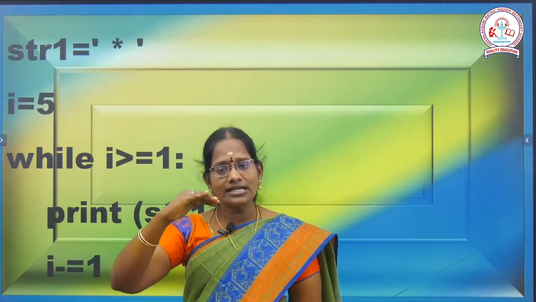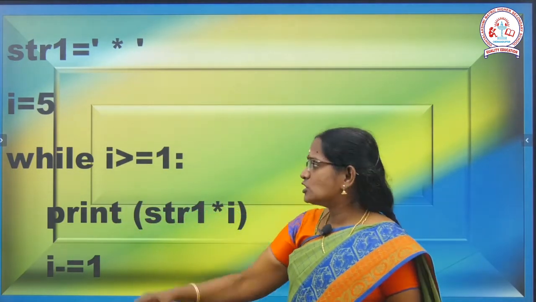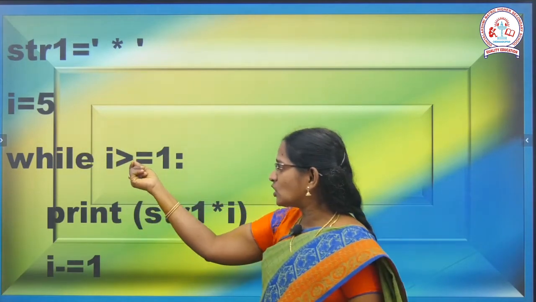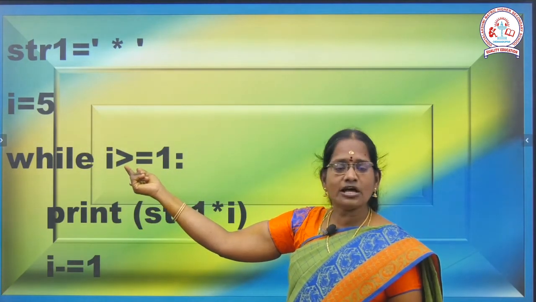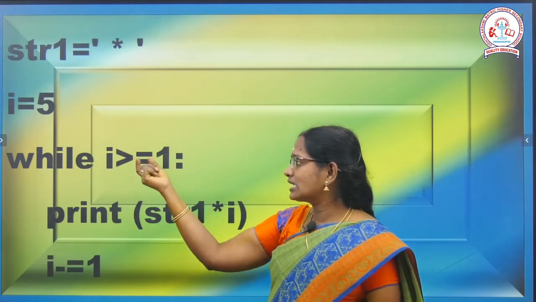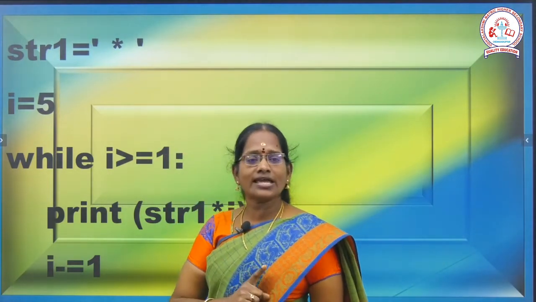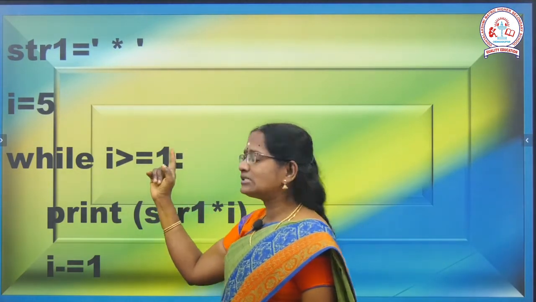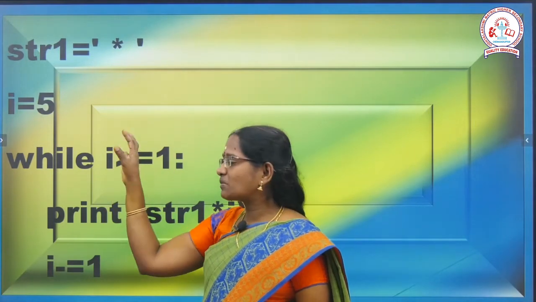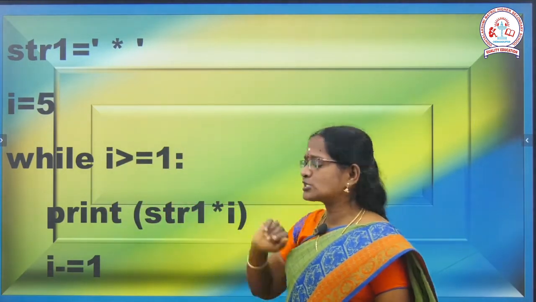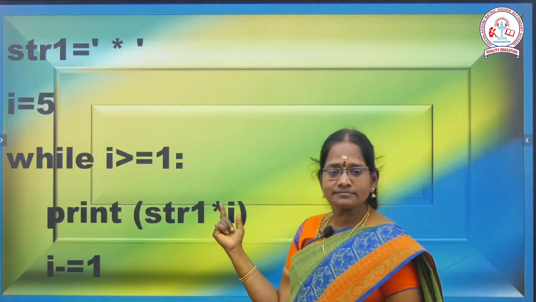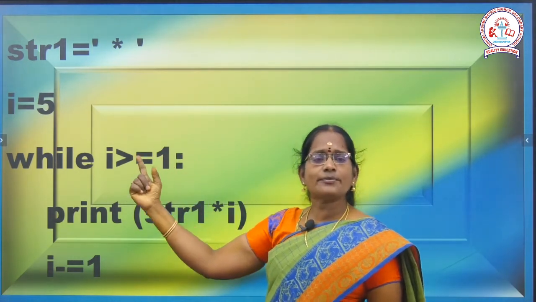So like that, in reverse order it will be going on. The value 5 in reverse order means the value reduces. Now you check: is the I value greater than or equal to 1? Okay, this condition is true. The first time the I value is 5, the condition is true. Print the star.